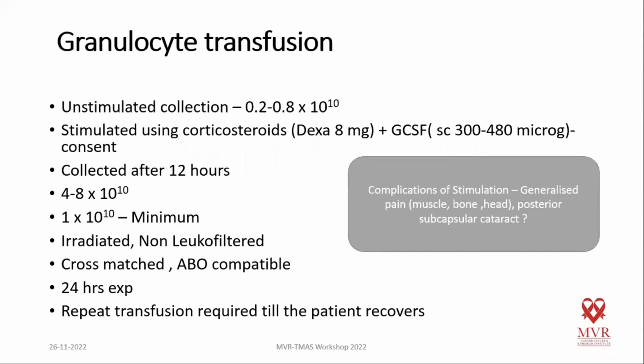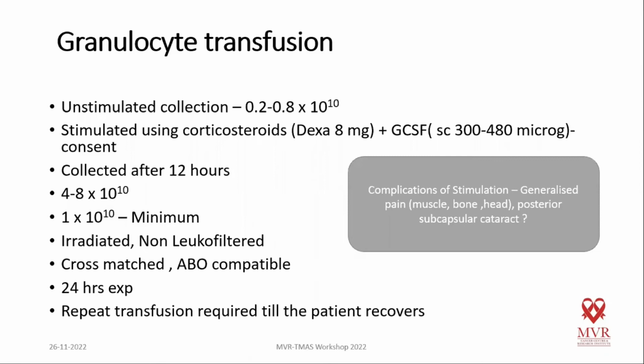It should be irradiated, non-leucofiltered. All products should be irradiated. Cross-matched, and it should be ABO compatible, as with granulocytes lots of RBCs will be there. The expiry is only 24 hours. Repeat transfusion is required till the patient recovers.